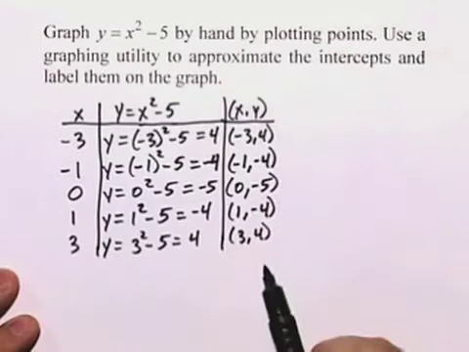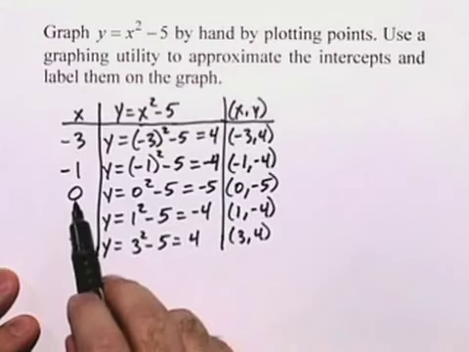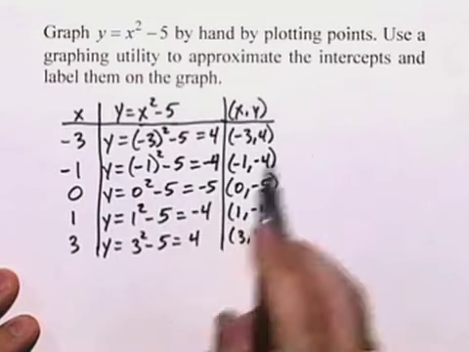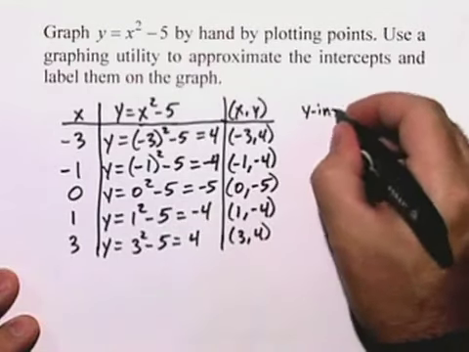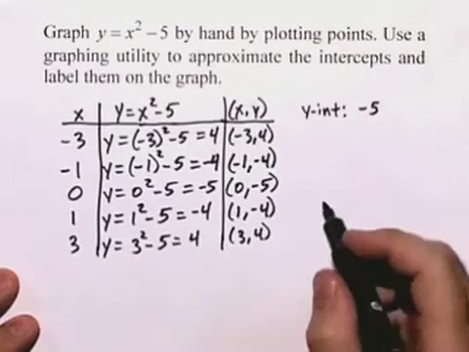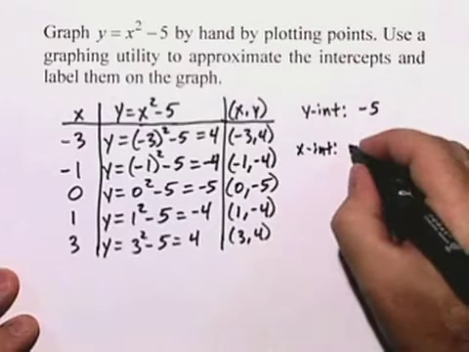We want to find our intercepts. We have x-intercepts and y-intercepts to locate. If we let x equal 0, we get our y-intercept. We can see that the y-intercept is -5. We'll write that down. To find the x-intercepts, we'll let y equal 0 and solve the resulting equation.